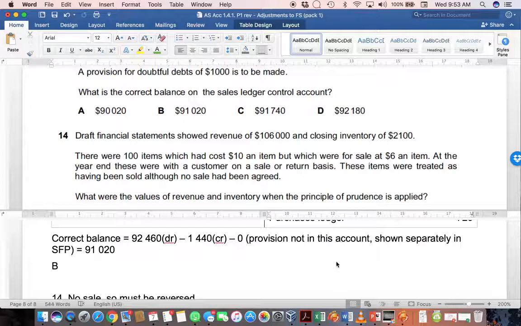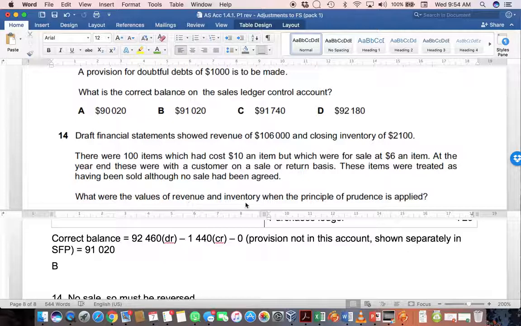At the year end, these were with the customer on a sale or return basis. These items were treated as having been sold, although no sale had been agreed. Now remember, IFRS says fair presentation. If the sale hasn't actually taken place, you do not want to show it. If you are still referring to the old GAAP principles, then yes, prudence may have been what was kept in mind over here. But remember that prudence has now been outdated and is overruled by IFRS's fair presentation.